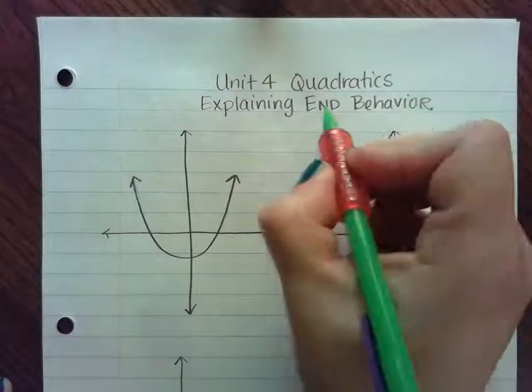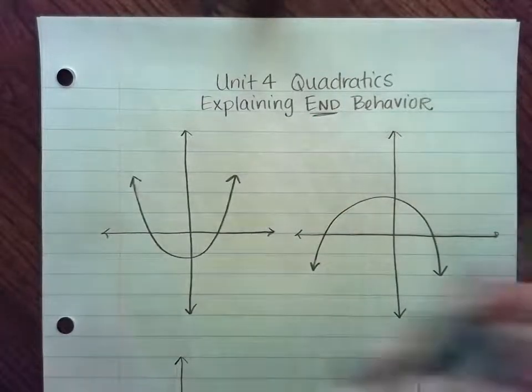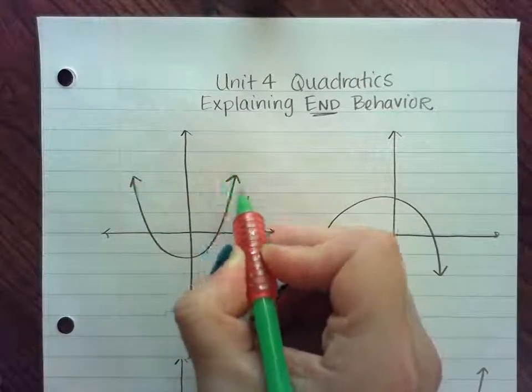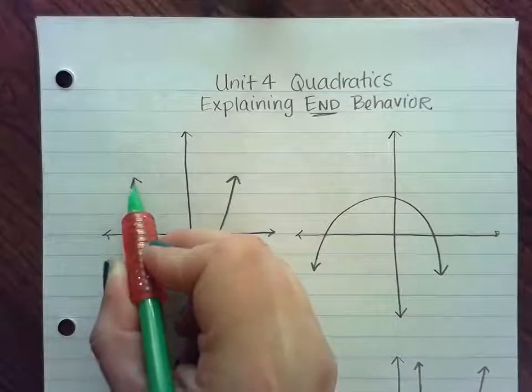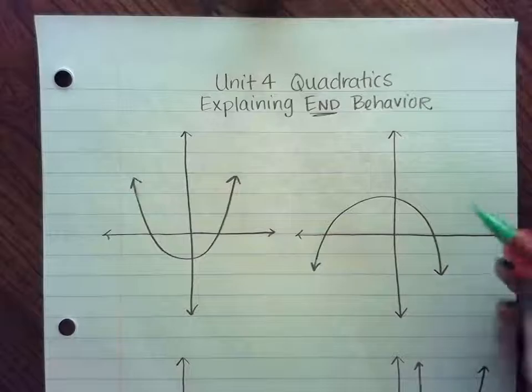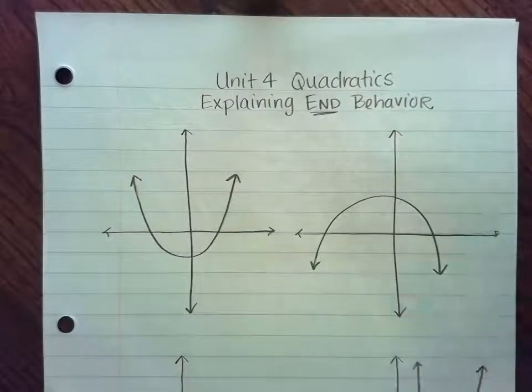So end behavior is talking about the ends of the graph. The ends of the graph are where the arrows are. This would be the right end of the graph because it's on the right-hand side, and this would be the left-hand side of this graph, the left end. For this graph over here, this would be the right-hand side, and this would be the left-hand side.